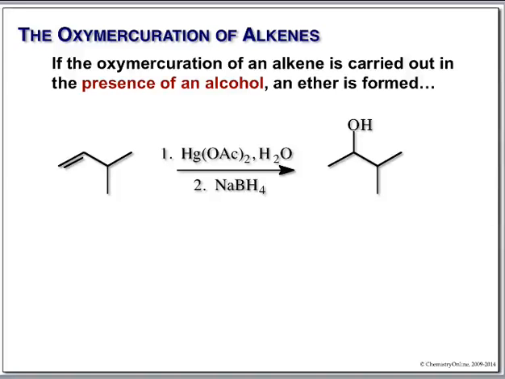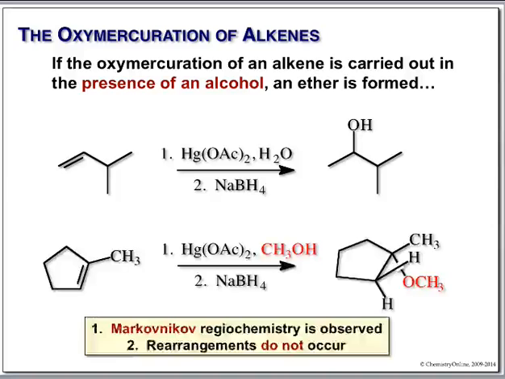Well, if we do this in the presence of not water, but an alcohol, in this case methanol, we simply get attacked by methanol instead of water. So instead of an alcohol, we get a simple ether. Just like the reaction of the alkene up top, we're going to have Markovnikov regiochemistry, and because we have a mercuridium ion, we do not have rearrangements.